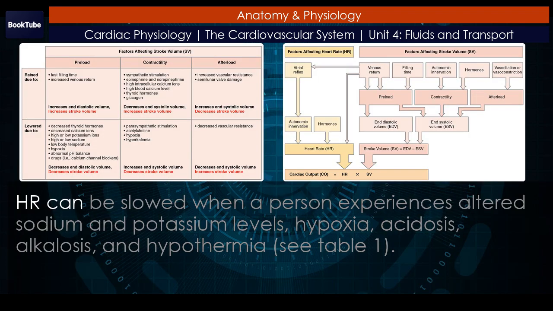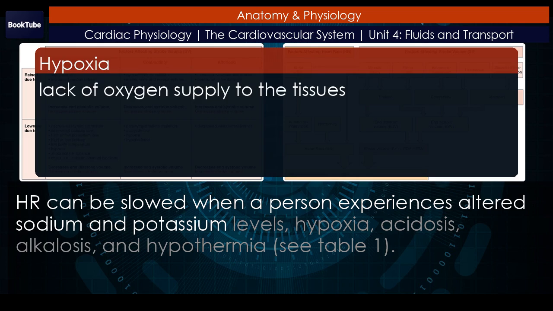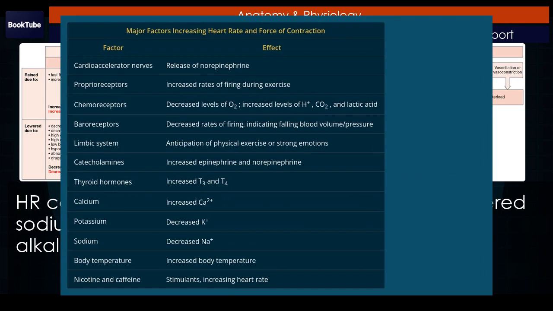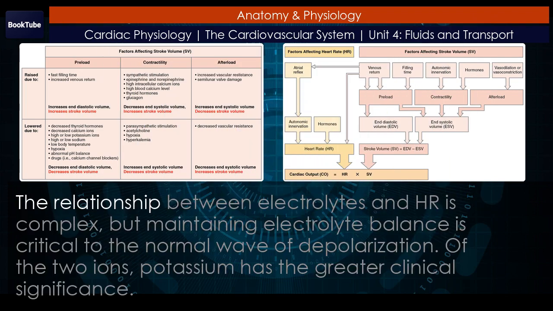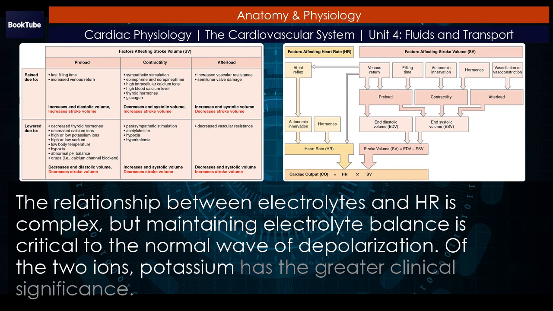Factors decreasing heart rate. HR can be slowed when a person experiences altered sodium and potassium levels, hypoxia, acidosis, alkalosis, and hypothermia. See Table 1. The relationship between electrolytes and HR is complex, but maintaining electrolyte balance is critical to the normal wave of depolarization. Of the two ions, potassium has the greater clinical significance.